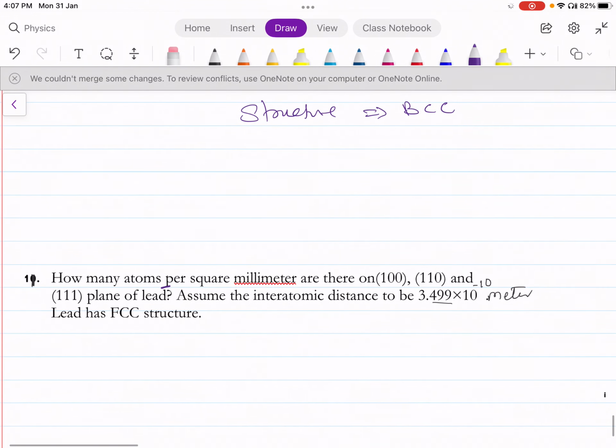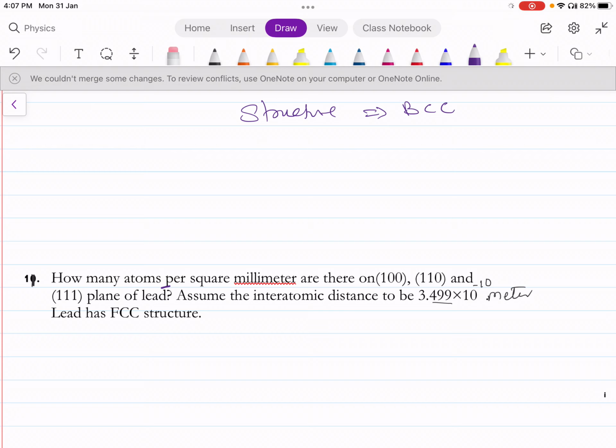Then let's see the last problem. In this, what we have to find is how many atoms per square millimeter are there on the 100, 110 and 111 planes of lead. Assume the interatomic distance to be 3.499 into 10 raised to minus 10 meter, and this lead has FCC structure.